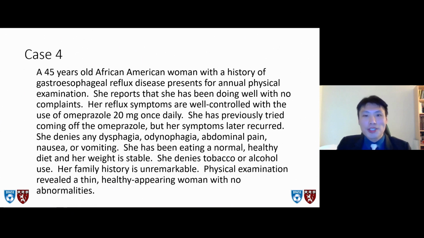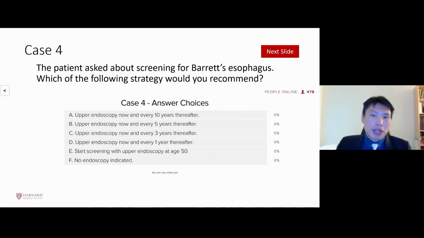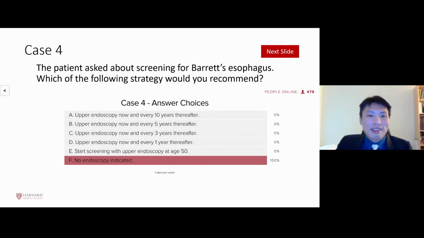She has no dysphagia. She has no odynophagia, abdominal pain, nausea, or vomiting. She's been eating normally, has a healthy diet, her weight is stable, no tobacco or alcohol use, no significant past medical history or family history, and her physical exam is completely normal. She wanted to ask you about screening for Barrett's esophagus because she has a history of reflux. Which of the following strategies would you recommend? Would you prefer an upper endoscopy now and do it every 10 years, or every 5 years after, or every 3 years after, or every 1 year after, or starting screening at age 50, or not doing one at all?